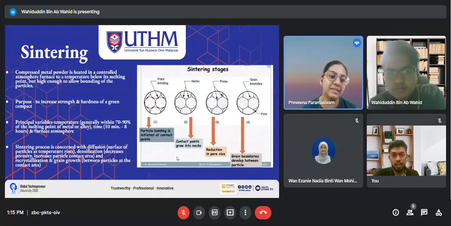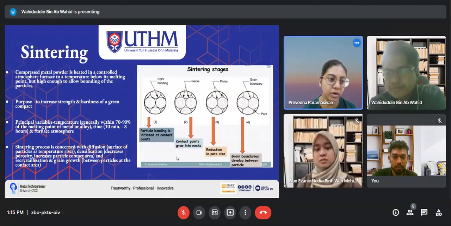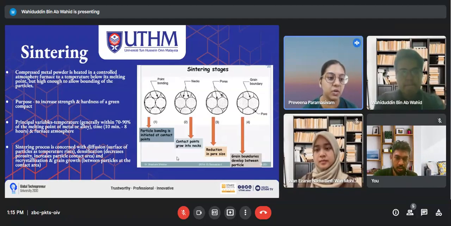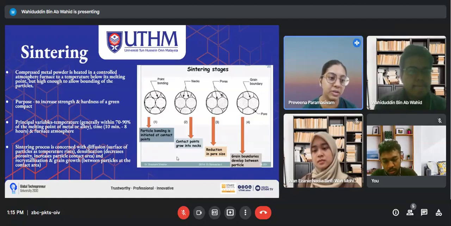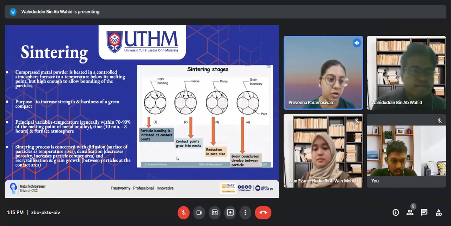So the third process after the compaction will be the sintering. Sintering is when compressed metal powder is heated in a controlled atmosphere furnace to a temperature below its melting point, but high enough to allow bonding of the particles. The purpose of the sintering is to increase the strength and hardness of a green compact. The principal variables to be considered during the sintering are the temperature, which is generally between 70 to 90% of the melting point of the metal or alloy, the time, which is approximately 10 minutes to 8 hours, and the furnace atmosphere.